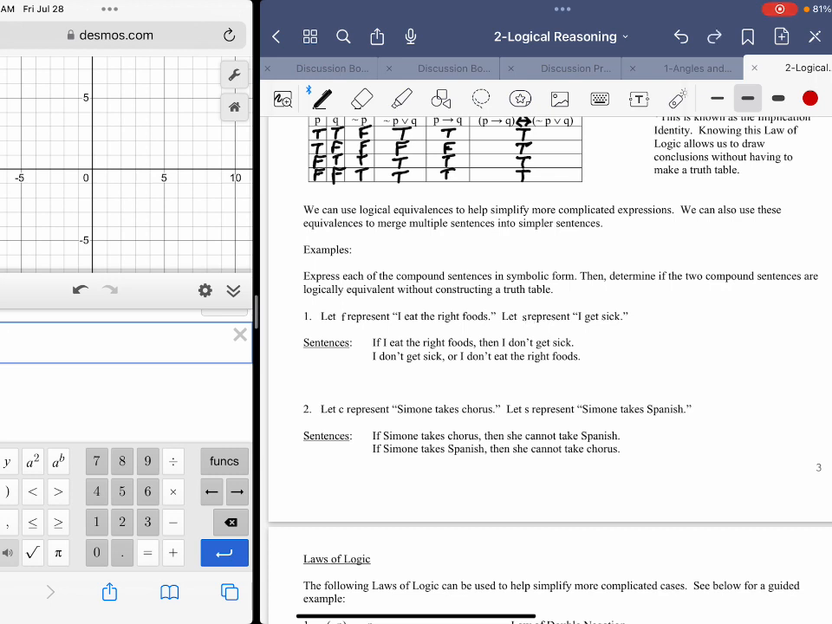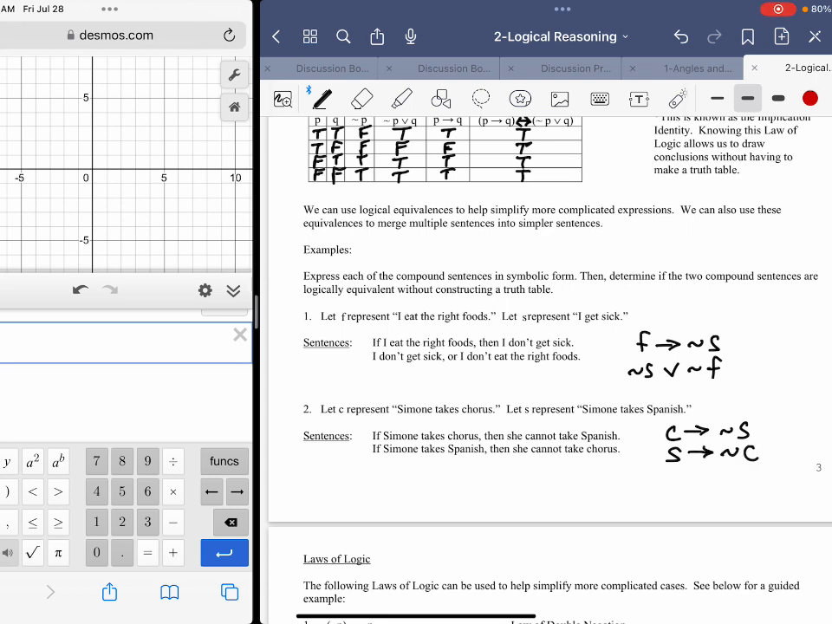If I eat the right foods, then I don't get sick. I don't get sick, or I don't eat the right foods. That's all I'm asking you to do at this point. All right. If Simone takes chorus, which is C, then she cannot take Spanish, so not S. If Simone takes Spanish, then she cannot take chorus.